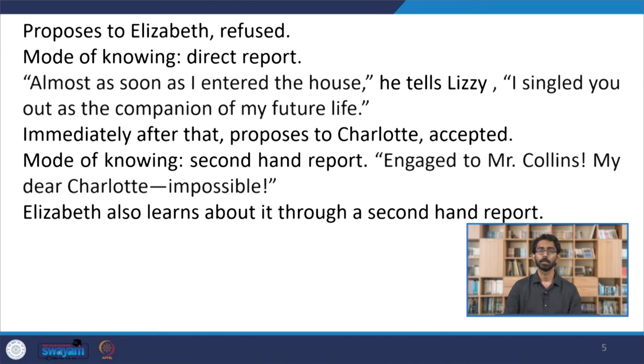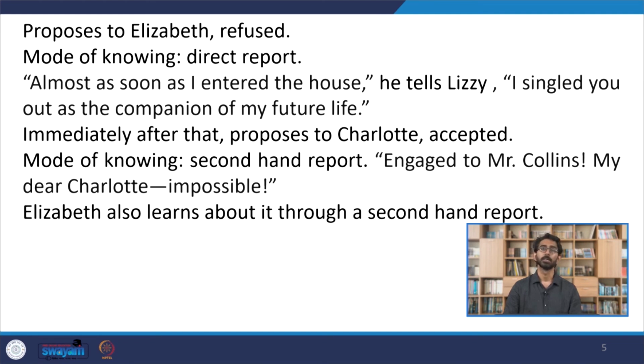We learn that someone has witnessed this and someone has reported this as a story to someone else. And Elizabeth hears someone tell her that Mr. Collins has proposed to Charlotte and she has accepted this offer. And then, following this receipt of this information, Elizabeth reacts in a highly shocked manner. She says, "Engaged to Mr. Collins? My dear Charlotte, impossible." Right?